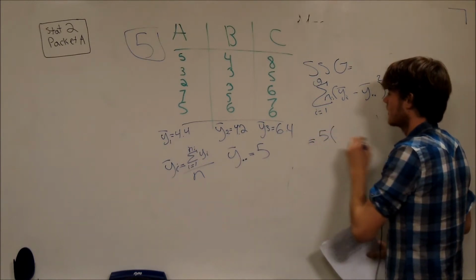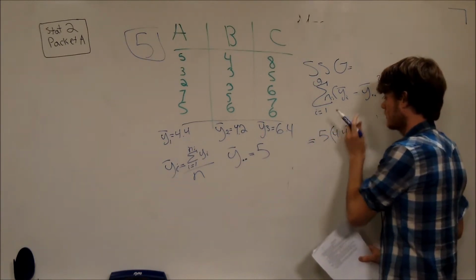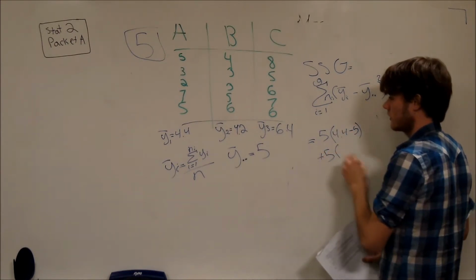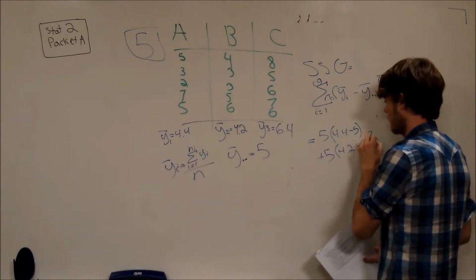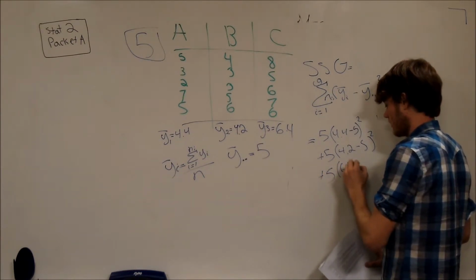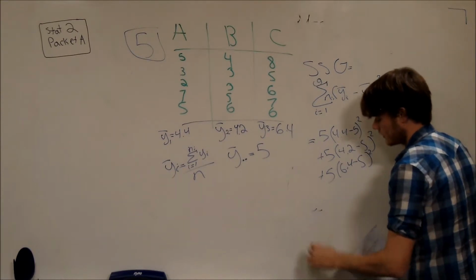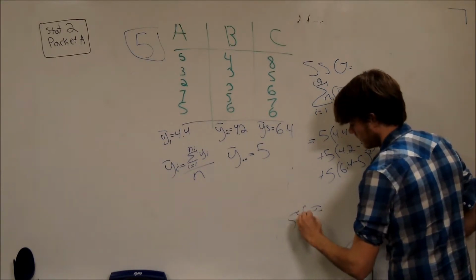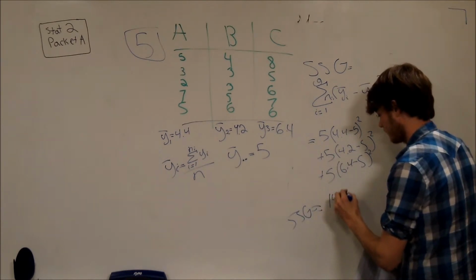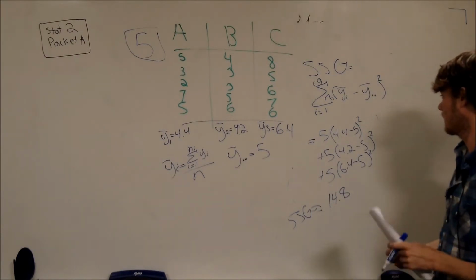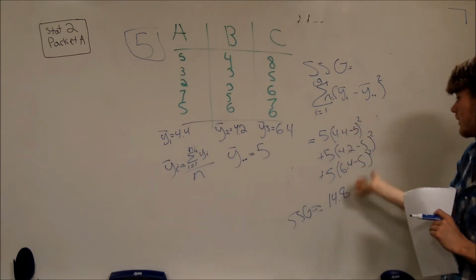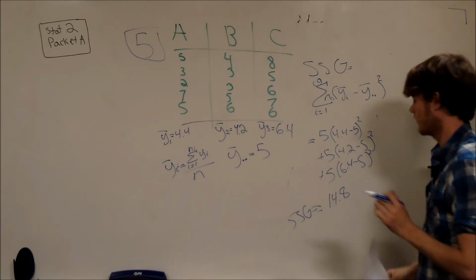So that's going to be 5 times (4.4 minus 5) squared, plus 5 times (4.2 minus 5) squared, plus 5 times (6.4 minus 5) squared. All of them are squared. And that equals SSG, and you're going to find that it equals about 14.8, give or take. So SSG is 14.8.